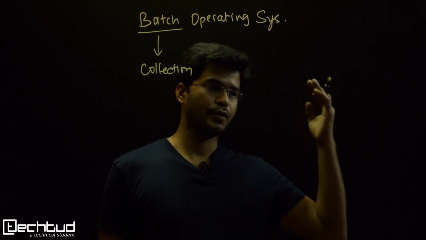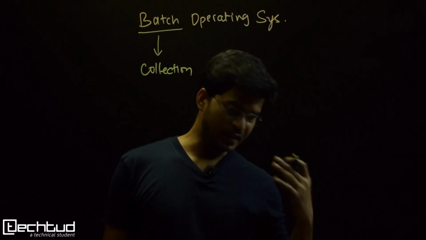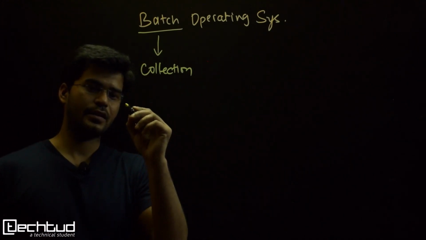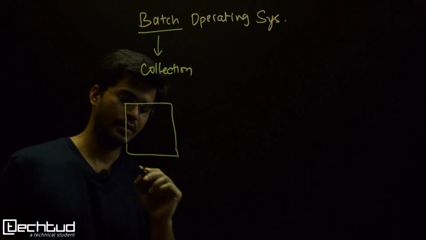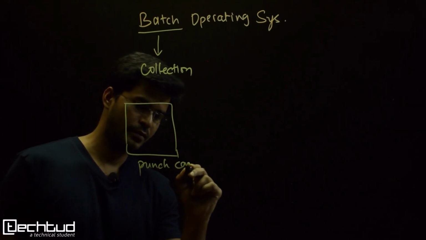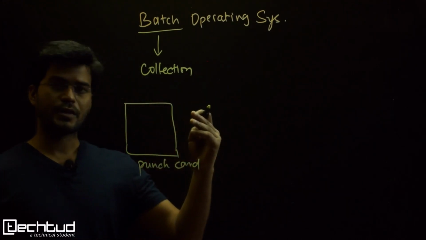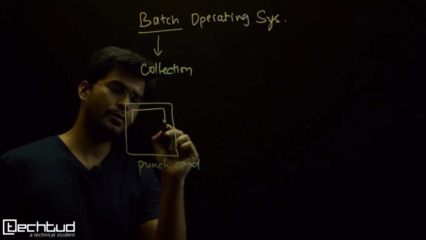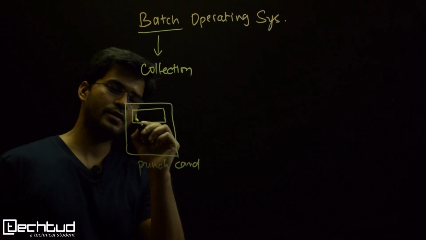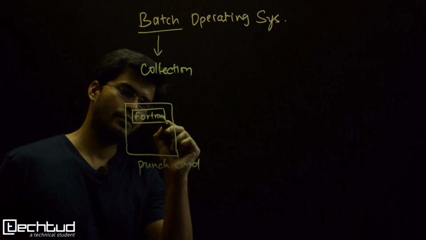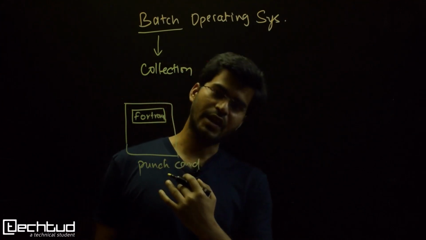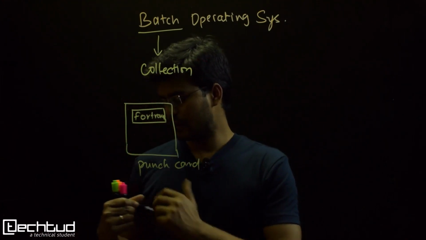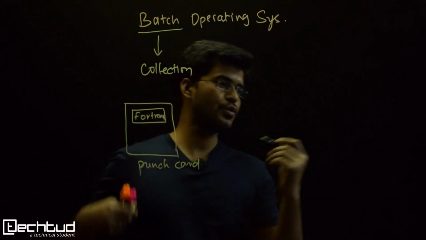Now let's go back a few decades, when operating system was first evolving. In earlier days, there used to be a punch card, and whenever somebody wrote a program, it would be stored in the punch card. Then there will be a label here. So let's say this is Fortran. So this punch card belongs to Fortran. Now there was a role of operator who used to operate the system.